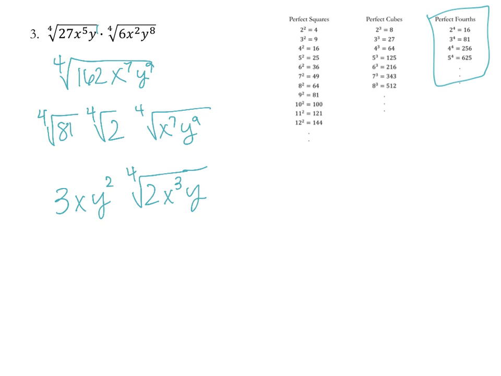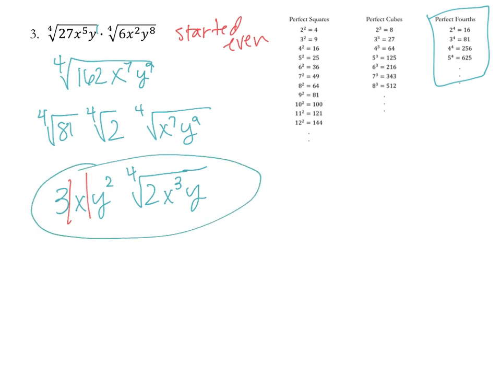And last up here, this was an even root. It started even. So anytime it starts even, we have to decide if we are going to put any absolute value in the problem. The x has an odd exponent of 1, so the x that's by itself would need absolute value in this problem. So that is our final answer.